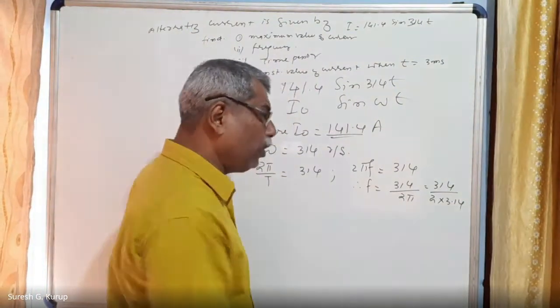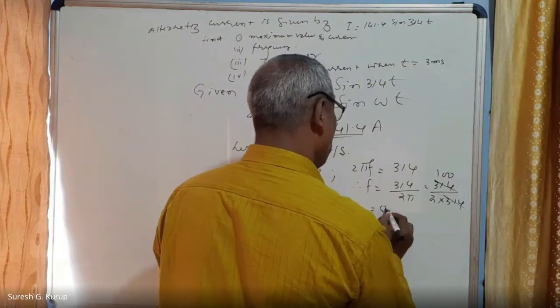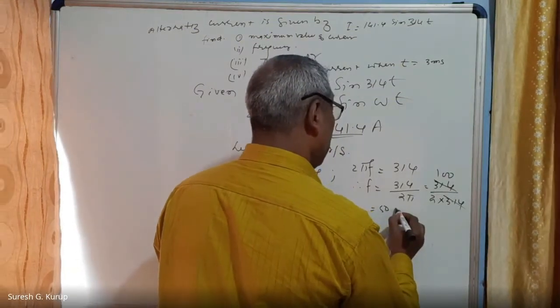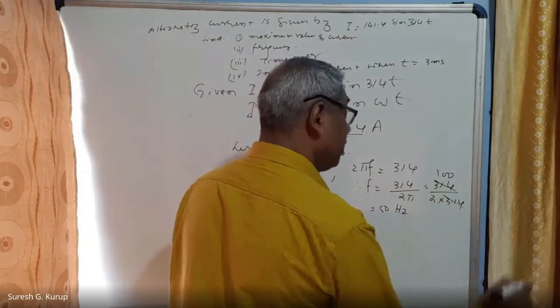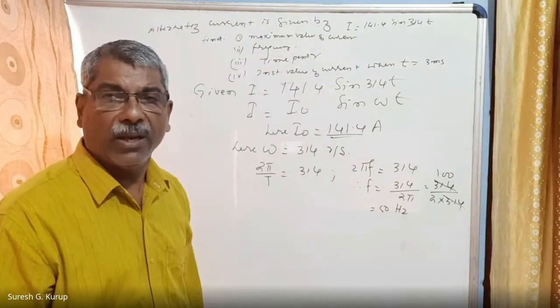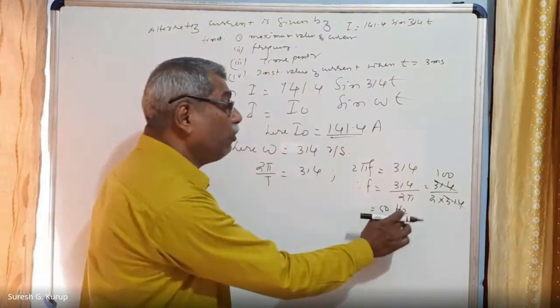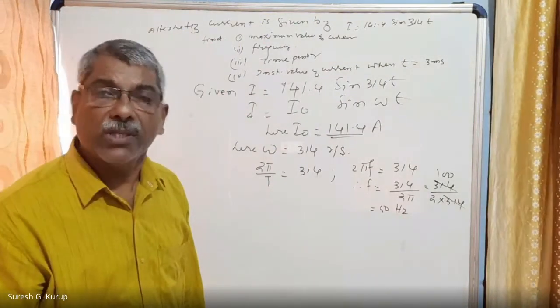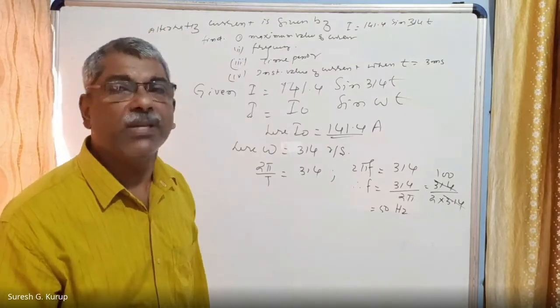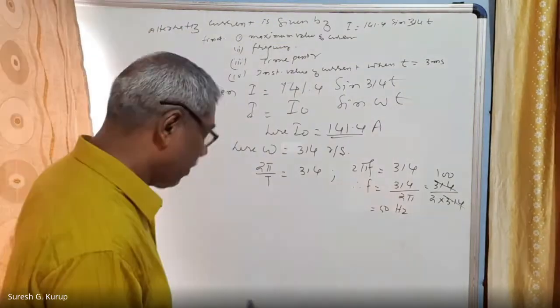2 into 3.14. This one cancels, it will be 100. 100 divided by 2 is equal to 50. 50 hertz you will write. That means 50 revolutions per second. So this current whose frequency is equal to 50 revolutions per second, or 50 cycles per second. That means 50 cycles per second, I will explain later, right?